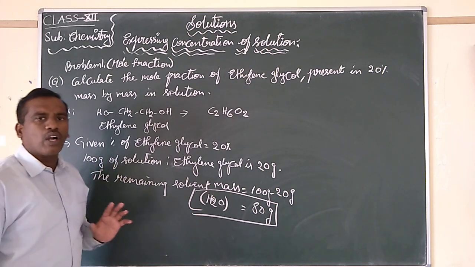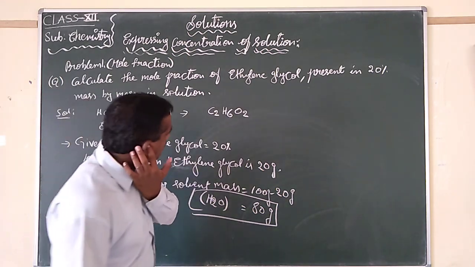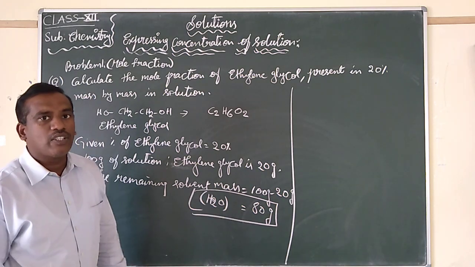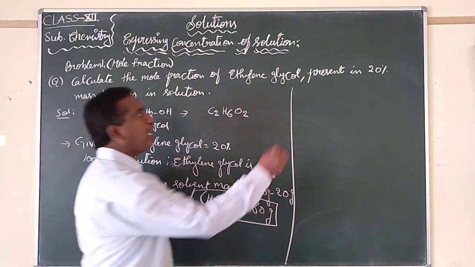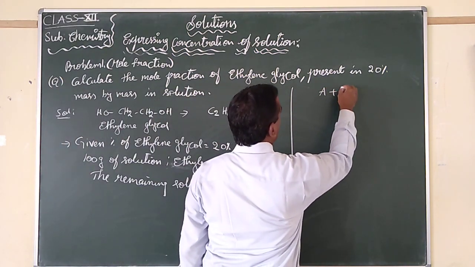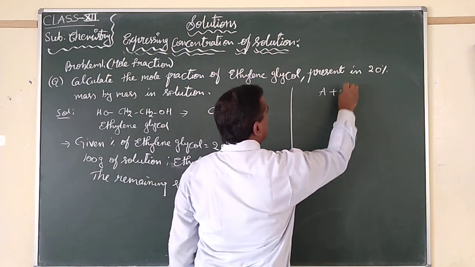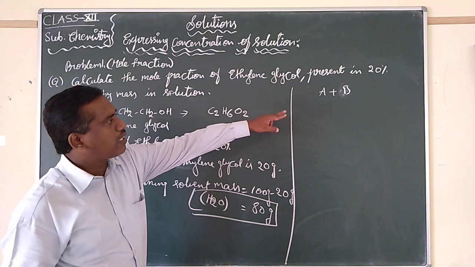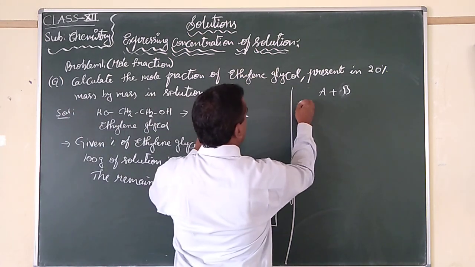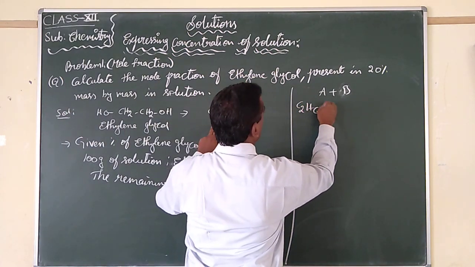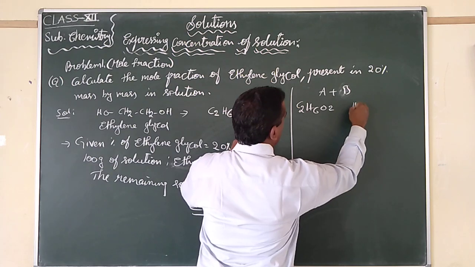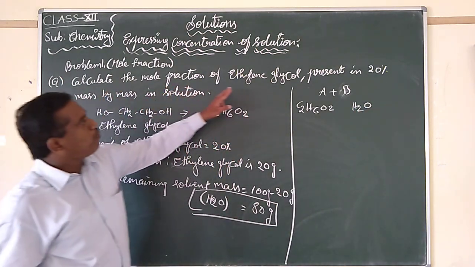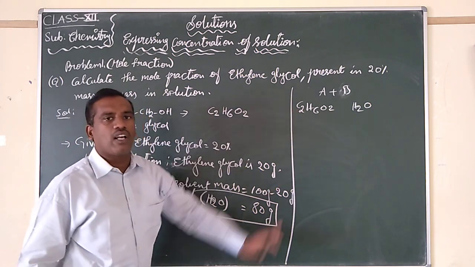Why did we bring up this point? Because in a given solution, 2 components are present. What are the 2 components here? A and B, as we mentioned. Ethylene glycol is A, that is C2H6O2, and B is the water. What are they asking? Calculate the mole fraction of ethylene glycol.